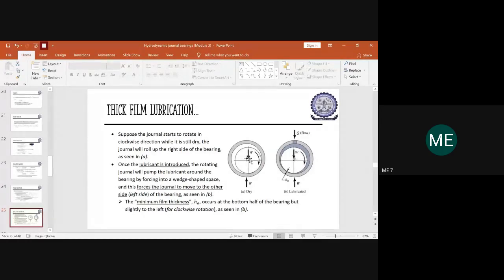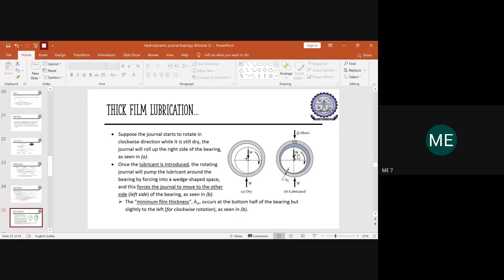Now you can see the diagram here. This is an example of a dry journal bearing and this is an example of a lubricated journal bearing. Here you can't see any lubricant film, hence the name dry bearing, a journal bearing where there is no lubricant. In the next figure, the lubricated version, you are putting oil through the inlet and it forms the required film across the surface of the bearing and the journal.